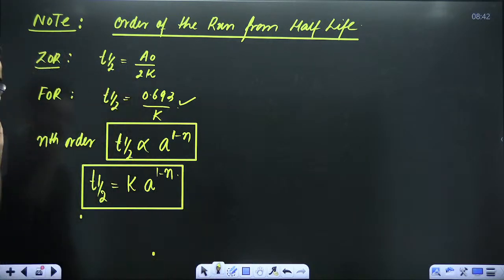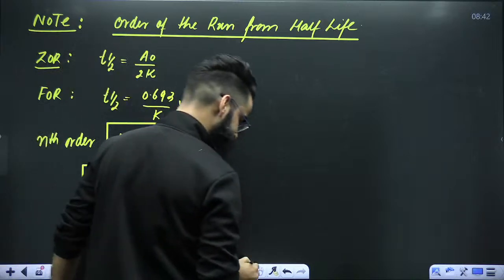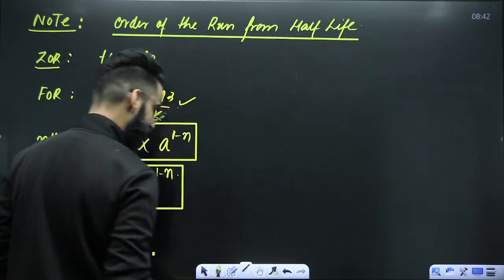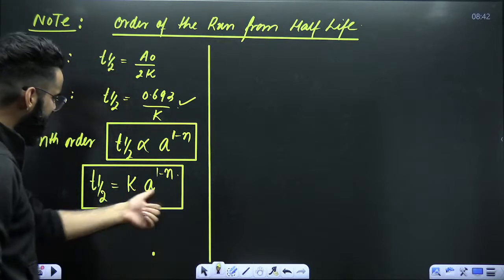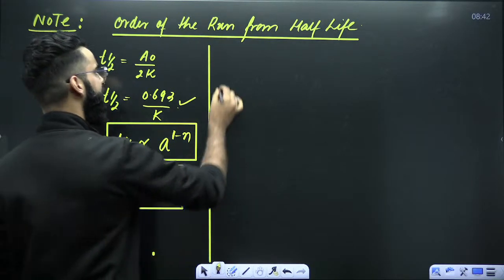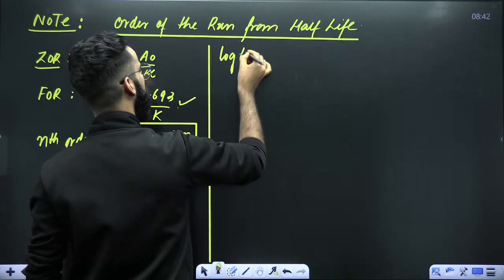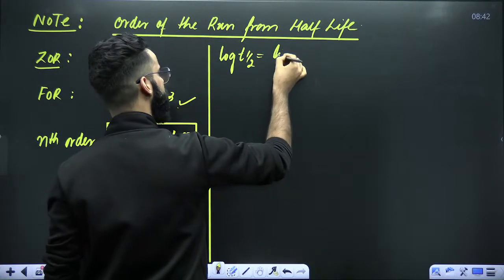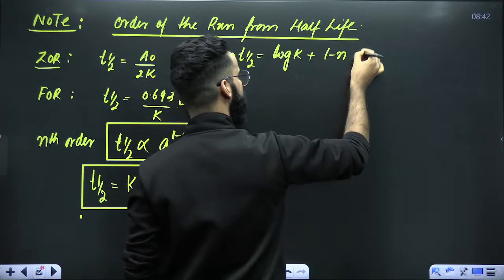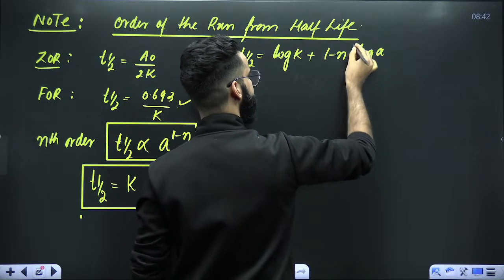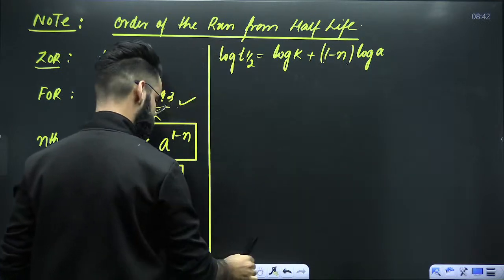People, now, first of all, what I'll be doing from here, I'll just do one thing. I'll take the log of this equation. It becomes log of T half equal to log of k plus 1 minus n log of A. This is the equation which I got.